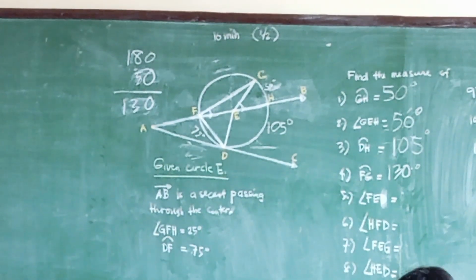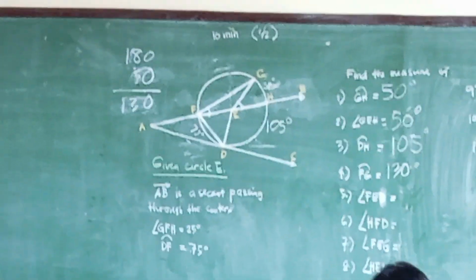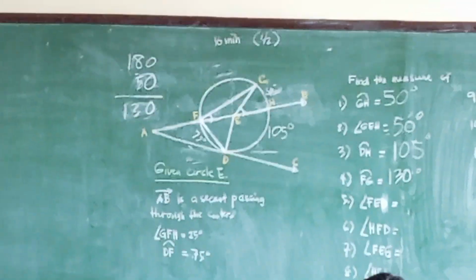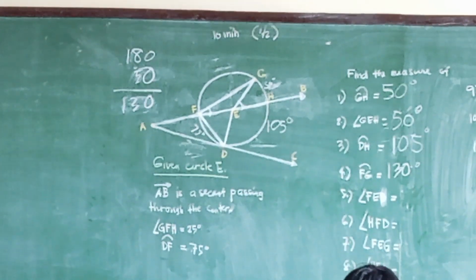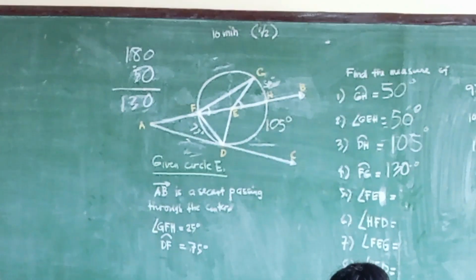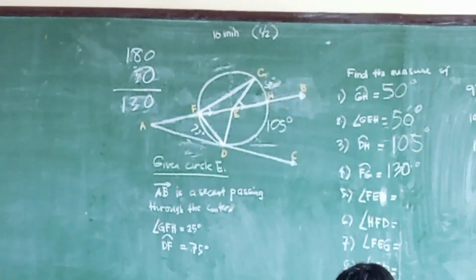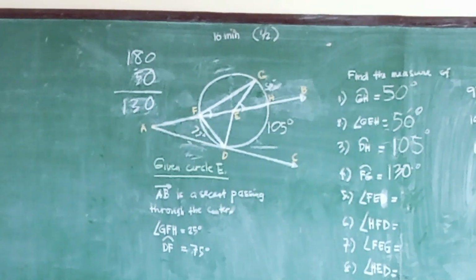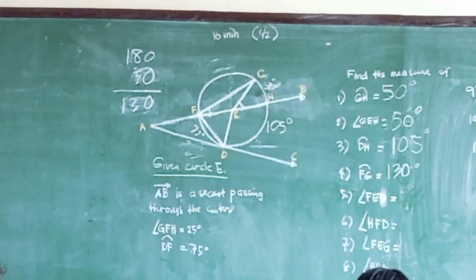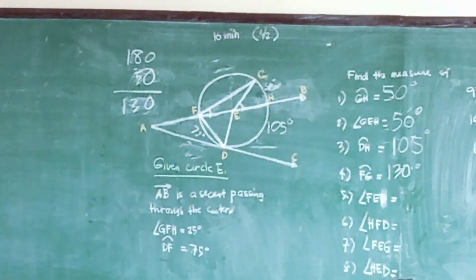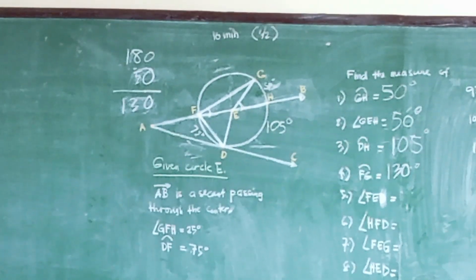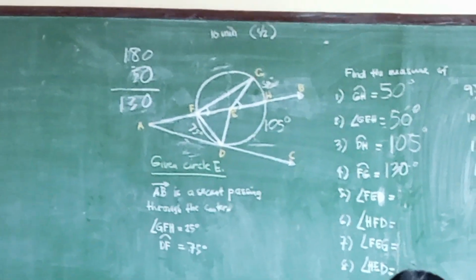So the answer for number 4 is 130 degrees. The reason is that the second line contains the diameter, so the circle is divided into two halves, 180 each. And arc CH is already given with a measure of 50 degrees. So the remaining arc HGF is only 130 degrees.